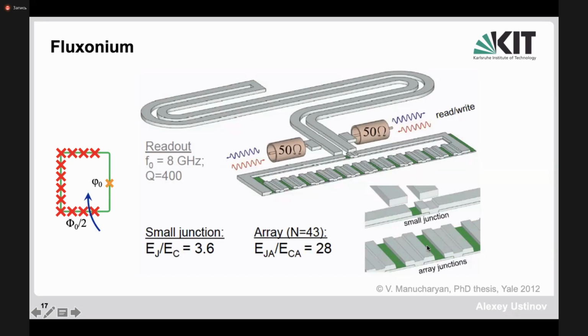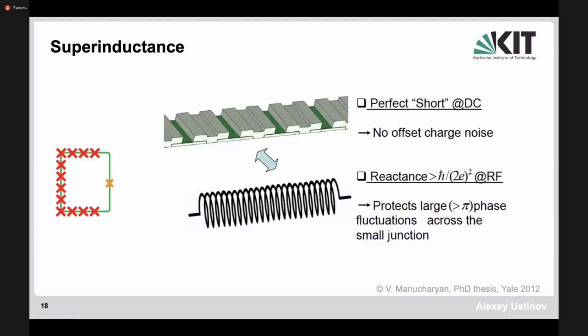Now this particular example, which was a realization of the first qubit in his thesis, had a number of junctions of about 40. The ratio of the Josephson energy to charging energy was slightly larger than the charge qubit, it was 3.6. And the Josephson junctions which were present here had a Josephson energy, which means the area basically, roughly a factor of 30 larger than that of the small junction. So these were basically the inductances, and this was the quantum degree of freedom.